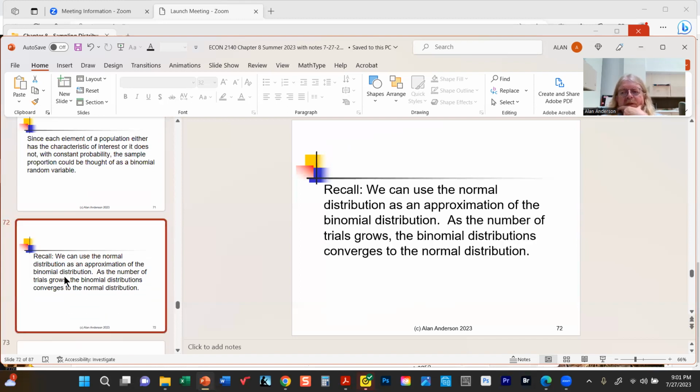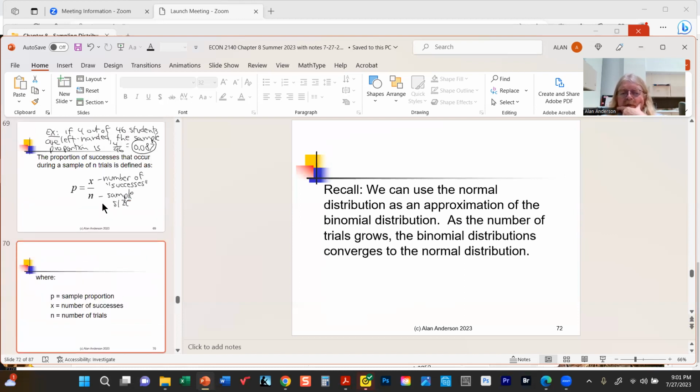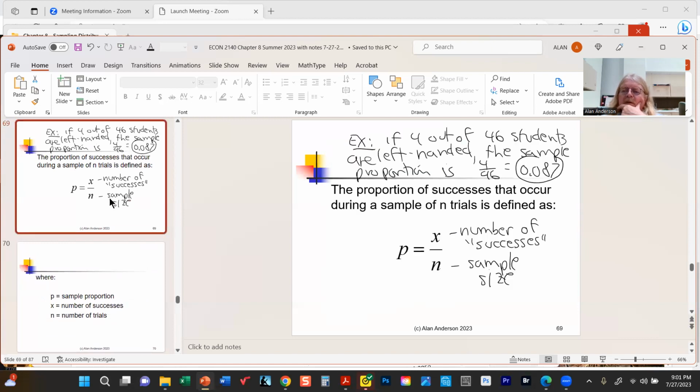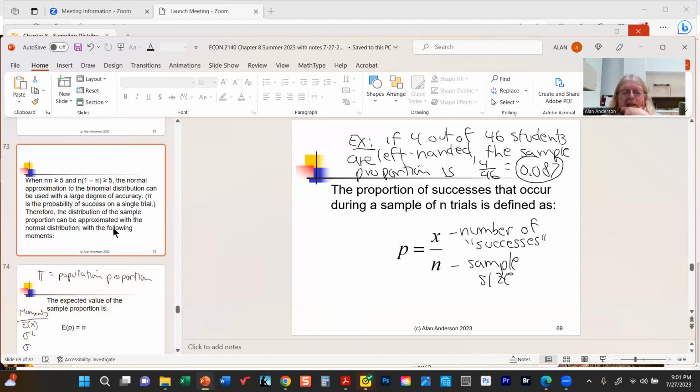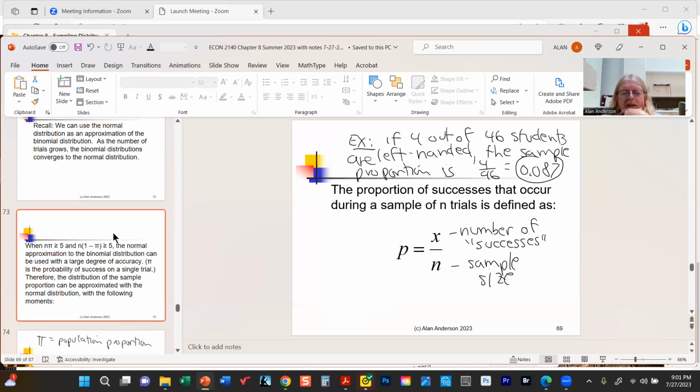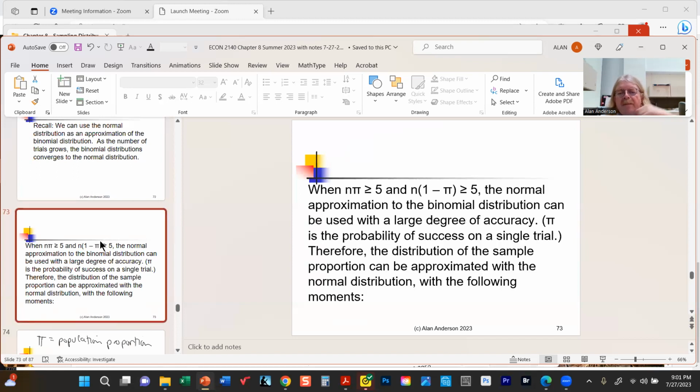And remember, I did mention when we were looking at the normal approximation of the binomial that this would come in handy down the road. Now it's coming in handy because this is what we're doing here. We are actually not going to use the binomial distribution at all. We're going to use the normal approximation to the binomial. Okay. And we've already seen that this should work reasonably well as long as n times pi is at least 5 and n times 1 minus pi is at least 5.